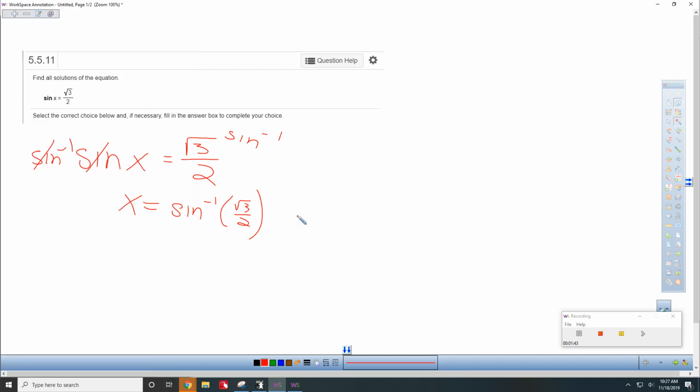You could also do this without a calculator. And we got to make sure that if there's more than one answer, that we list them all. So if we sketch this out, where is the opposite divided by the hypotenuse, radical 3 over 2? Well, if you remember, that would be in a 60-degree angle.